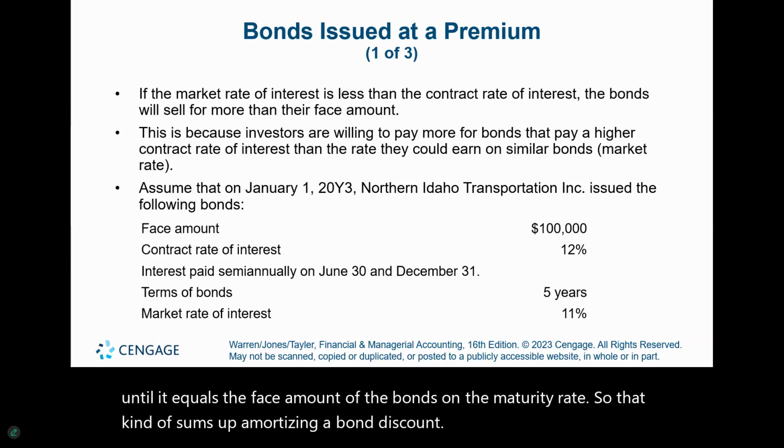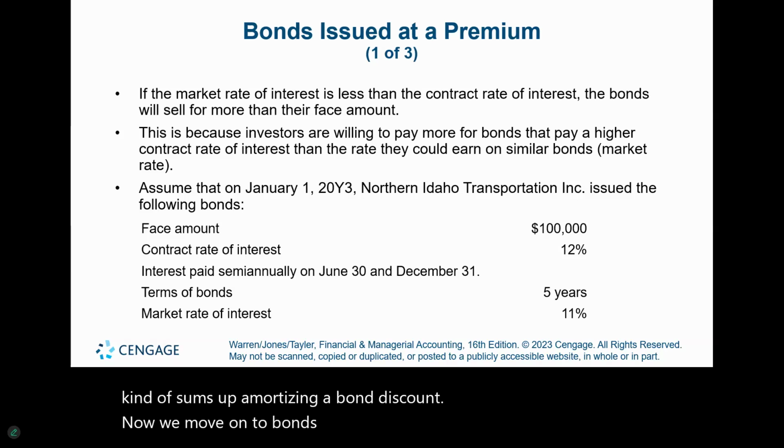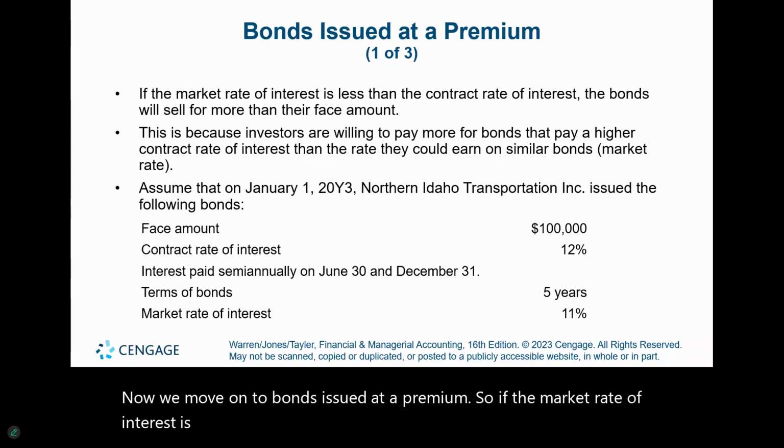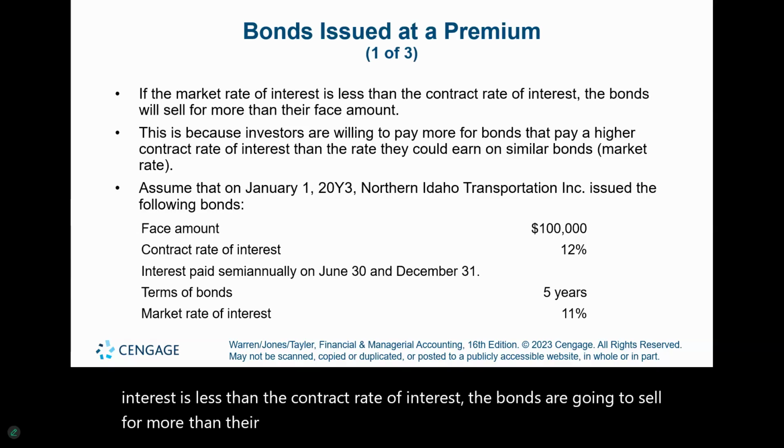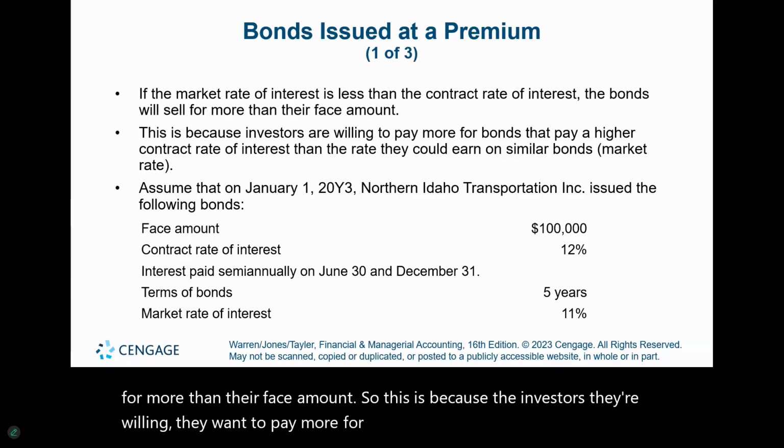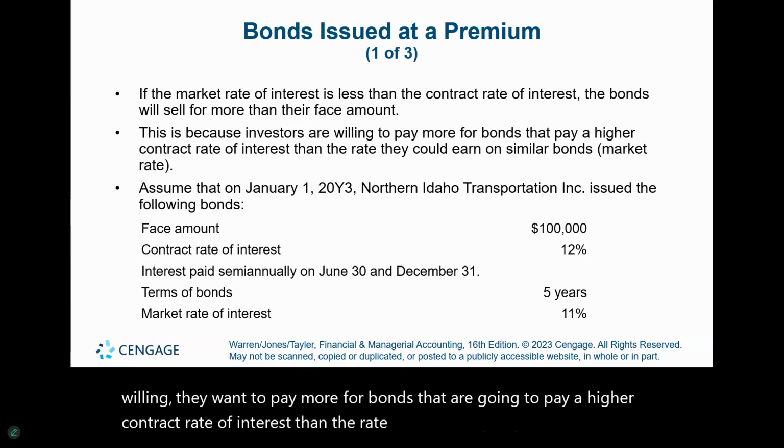Now we move on to bonds issued at a premium. So if the market rate of interest is less than the contract rate of interest, the bonds are going to sell for more than their face amount. This is because investors want to pay more for bonds that are going to pay a higher contract rate of interest than the rate that they could earn on similar bonds.